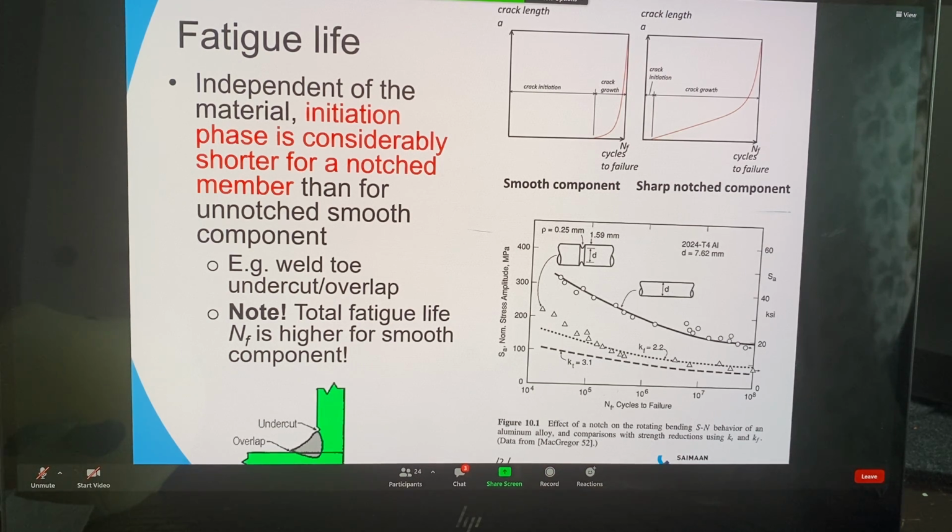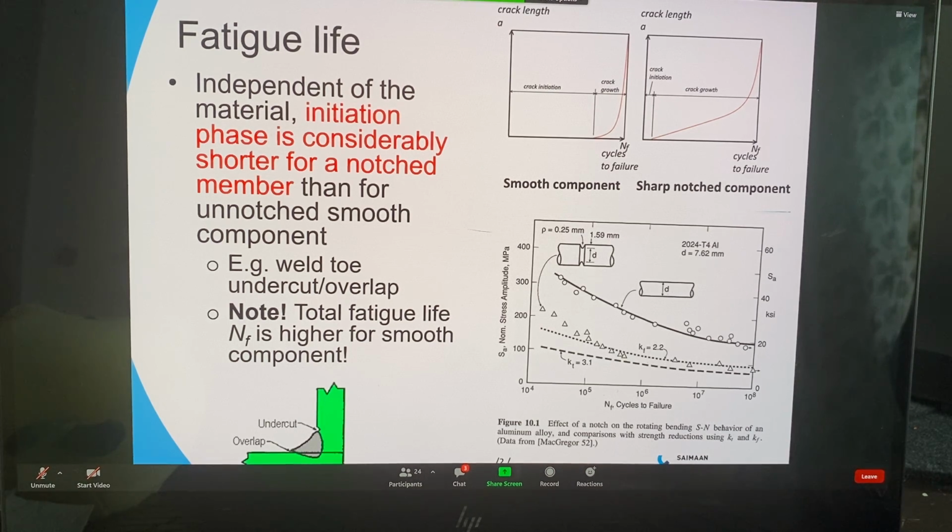Okay, now we learned something about how the material affects the fatigue life. But last time we spoke about the geometry effects. And this is something that is not dependent on the material. Because independent of the material, no matter whether it is ductile or brittle, this initiation is always considerably shorter for a member which has a notch. And the pure reason is that the local stress is so much higher.